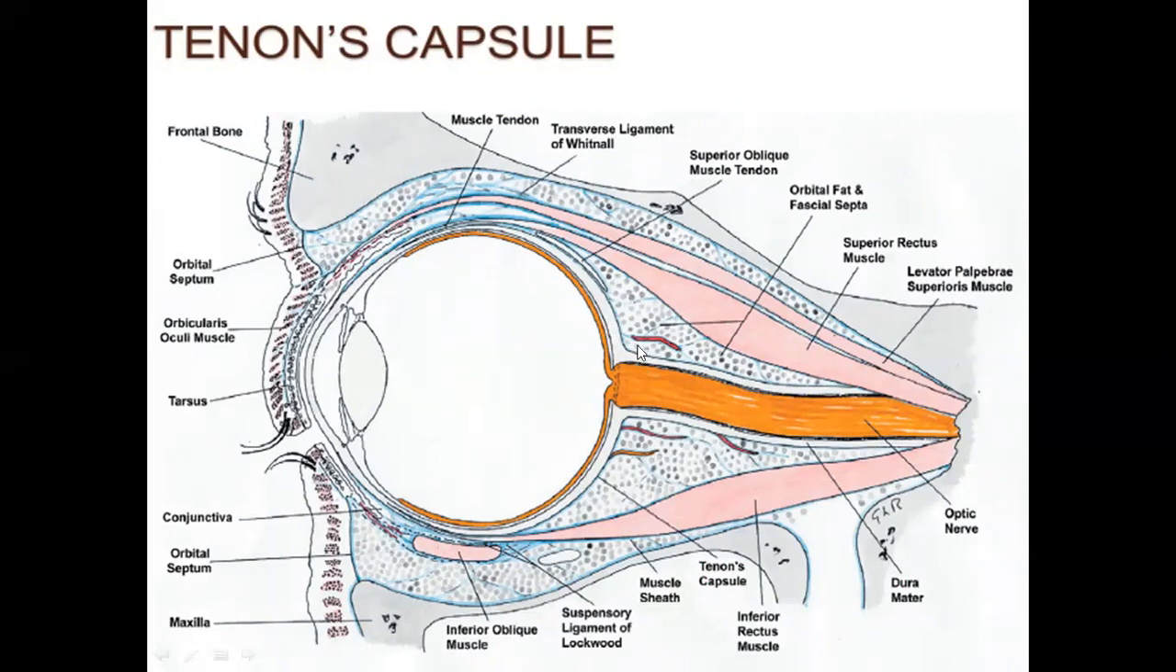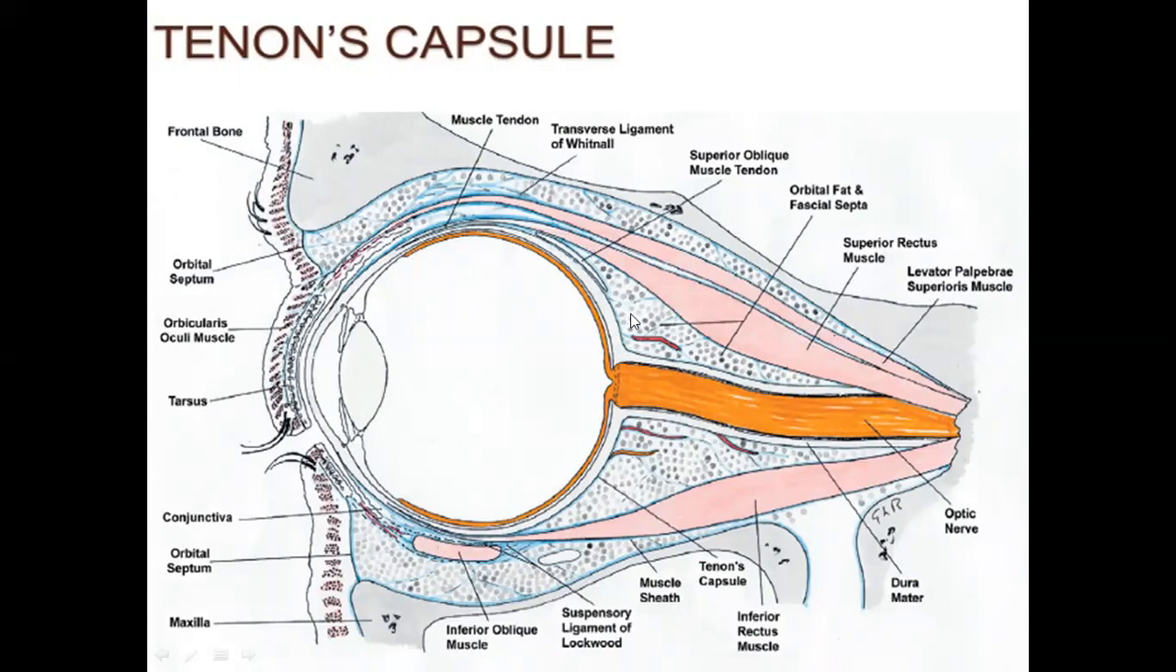Next, the Tennant's capsule is pierced by the following structures: the short ciliary nerves and vessels, and it is also pierced by the tendons of the extraocular muscles. First, what is its definition and how it gets separated from the sclera, that is by an episcleral space. And this Tennant's capsule is pierced by the short ciliary nerves and vessels, and also by the tendons of extraocular muscles.